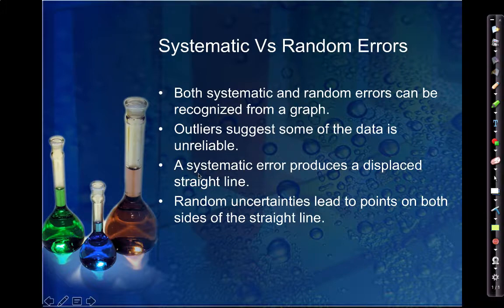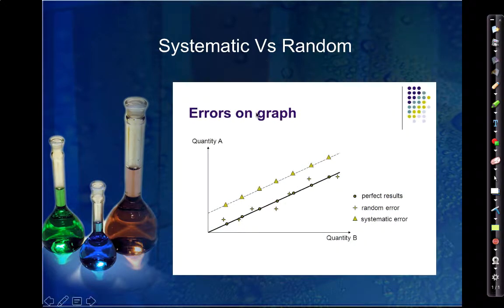A systematic error produces a displaced straight line, so it will give you the same type of error throughout the experiment. So it will maybe make your density a little bit higher each time or a little bit lower each time. So it just changes where the line should actually be. Random uncertainties are going to be the points that are not quite on the line. They're above or below. So let me show you what I'm looking at.